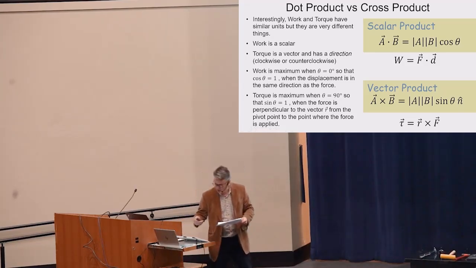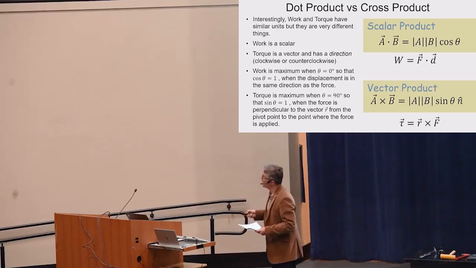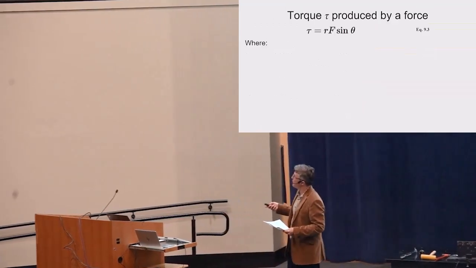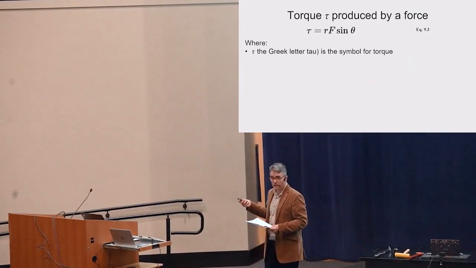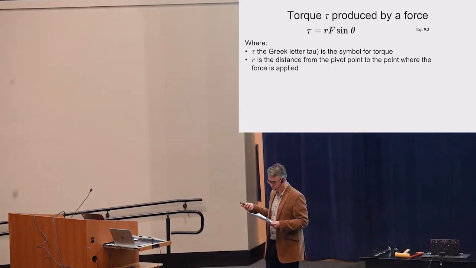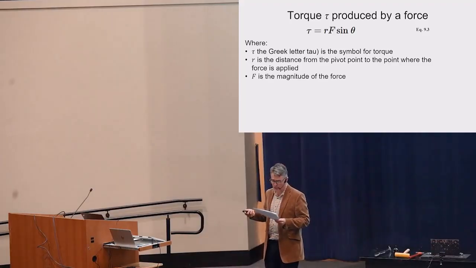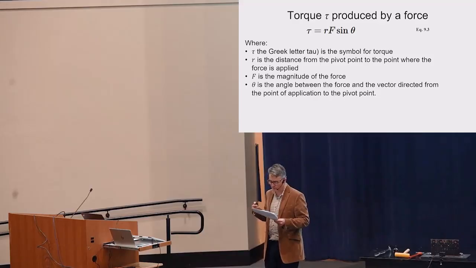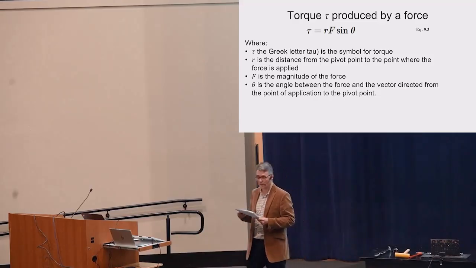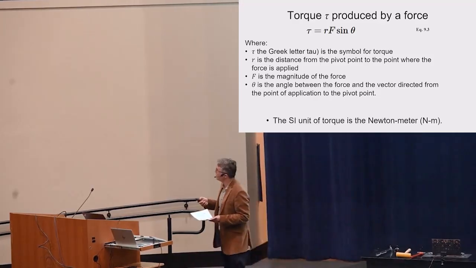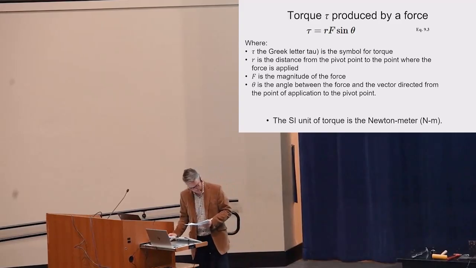So the equation your book gives is just the magnitude equation, r F sine theta. So they use the Greek letter tau to denote torque. r is the distance from the pivot point to the point where the force is applied. F is the magnitude of that force. And theta is the angle between the force and the vector r. And then the units are newtons times meters.